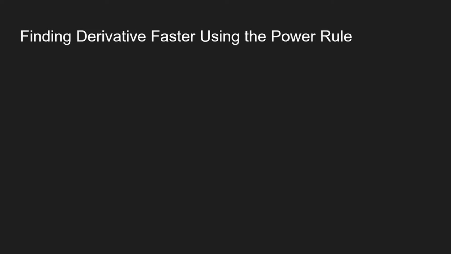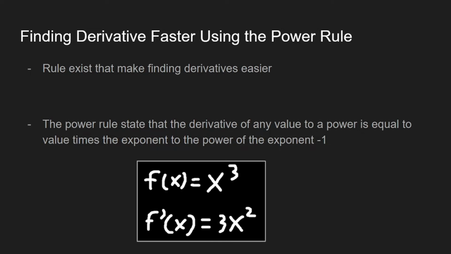Lucky for us, we don't have to do this big equation every time we want to take the derivative of a function. Instead, we can use different rules to make this easier. For example, the power rule exists, which allows us to solve functions that have a power directly to x. To use the power rule, you take the exponent and multiply x by it, then subtract 1 from that value, and make it the new exponent. You can see an example on the bottom there.